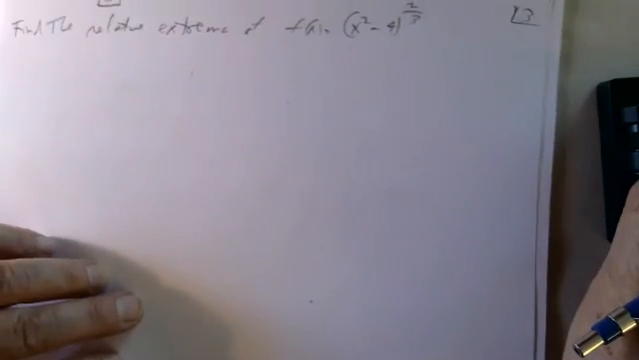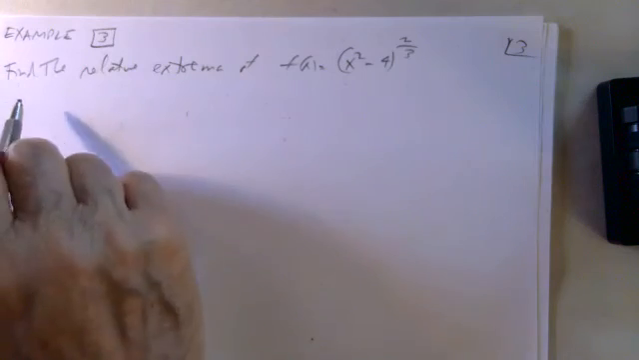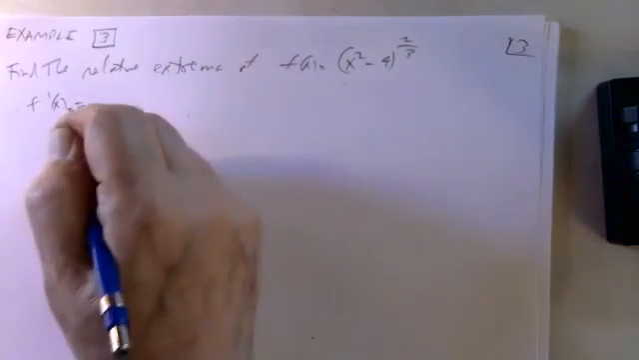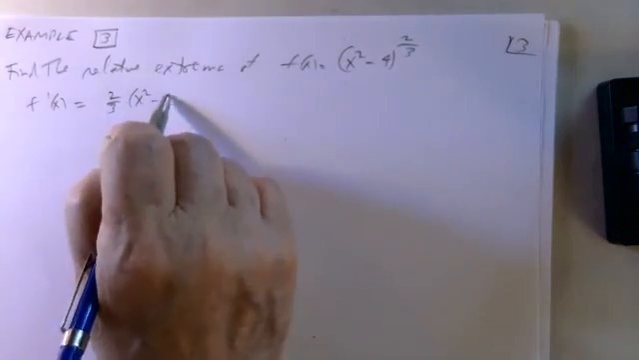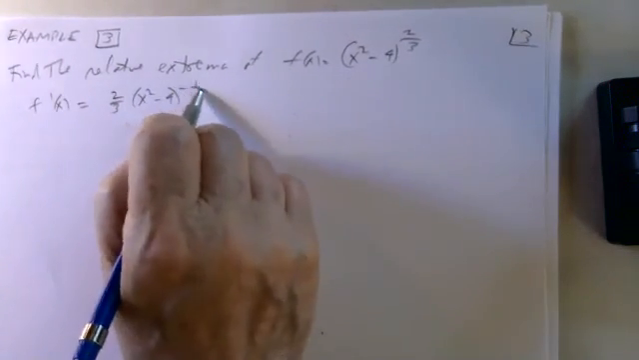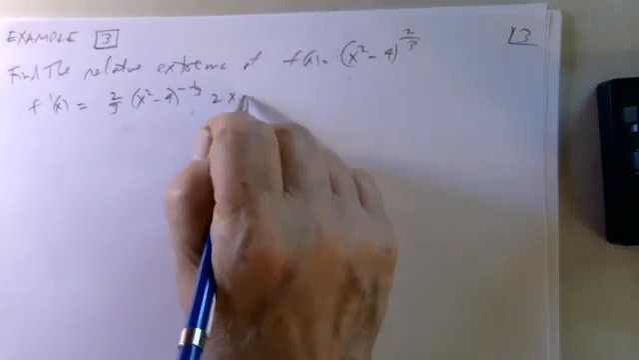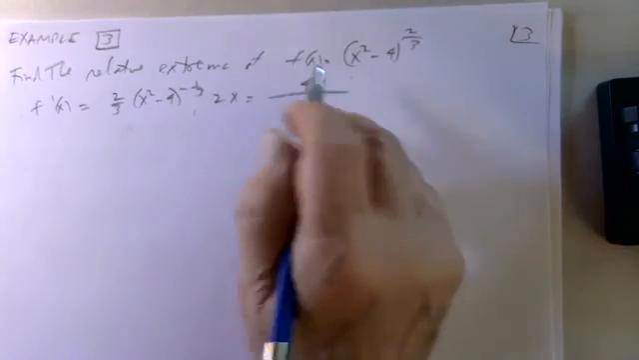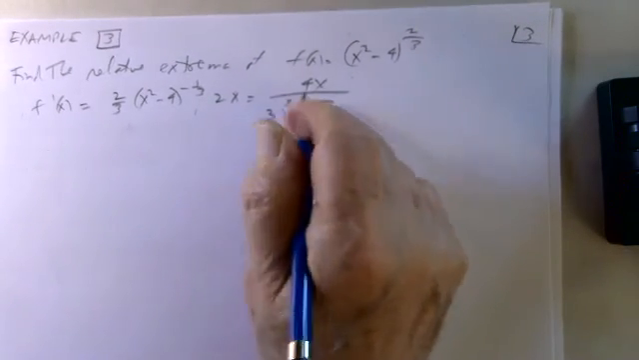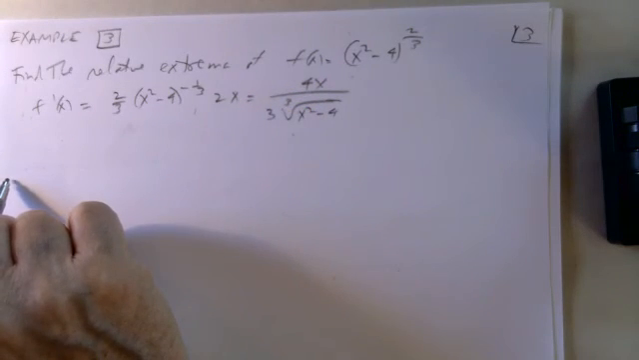So we need to look at the derivative and find the intervals where the derivative is positive or negative. So what is the derivative? By the chain rule, this is 2/3 x squared minus 4 to the minus 1/3 times the derivative of x squared minus 4, which is 2x. So this is equal to 4x over 3 times the cube root of x squared minus 4.